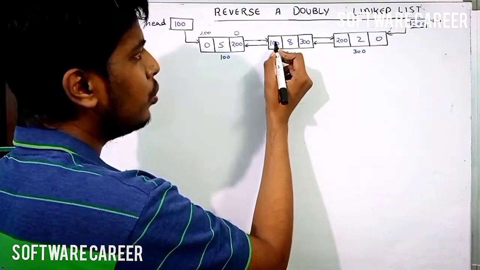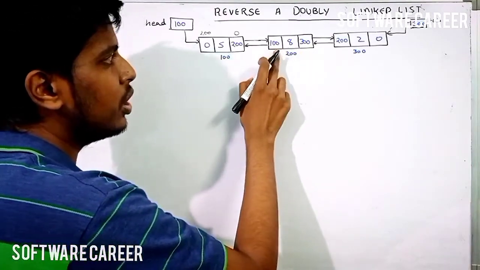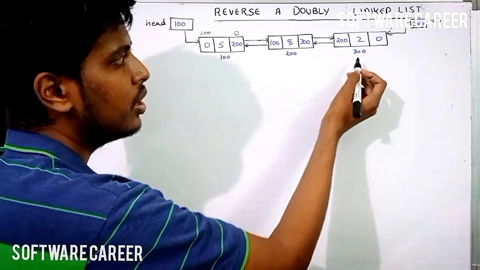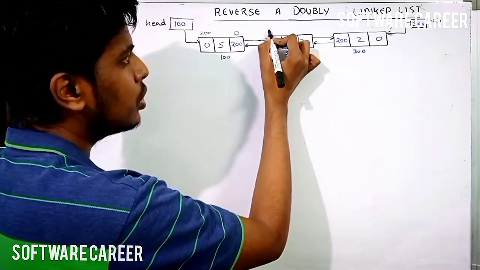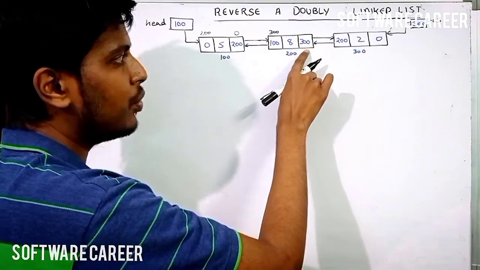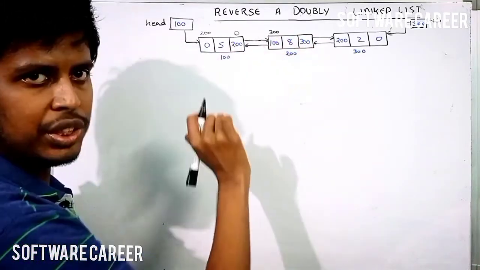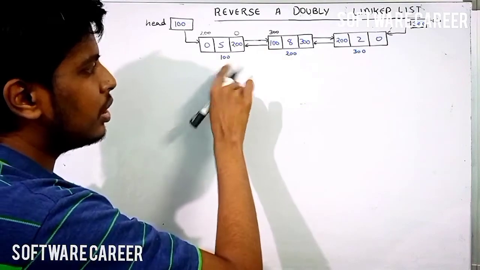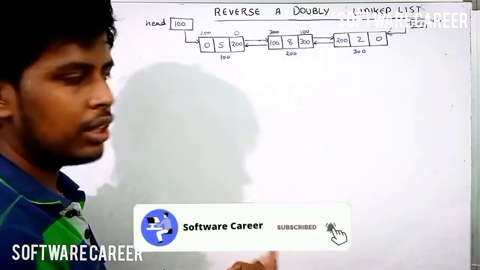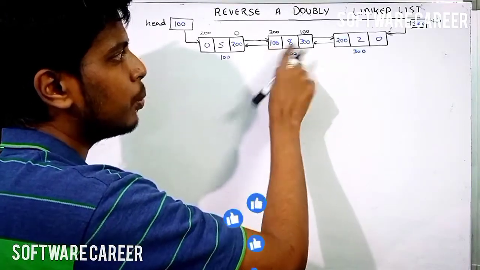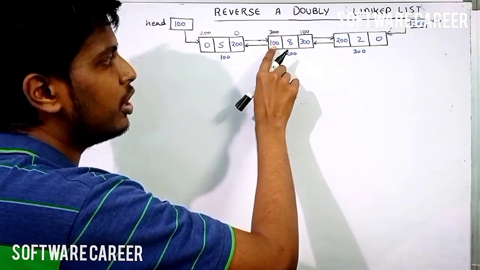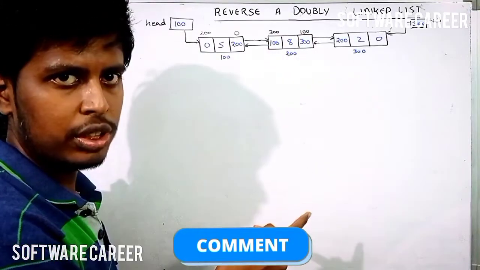Similarly, you should reverse the second node. See here, before reversing, this previous pointer is storing the address of the previous node. But after reversing, it stores the address of the next node, that is 300. 300 is stored here in the previous pointer. And in the next pointer, after reversing, you should store the address of the previous node. The previous address is 100, so 100 is stored here. Now see what you have done: you have swapped the pointer paths. This next pointer you are putting in the previous pointer, and the previous pointer you are putting in the next pointer.